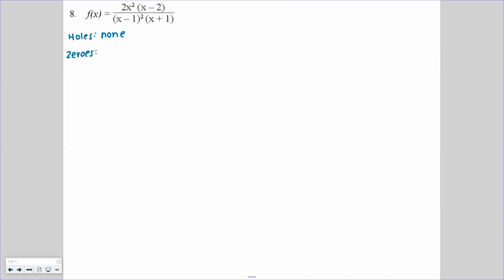All right. Next, the zeros. Here's how I'm going to express this. With zeros, if you guys can solve for the zeros in your head, that's fine. Two things could potentially make the numerator equal to 0: setting 2x squared equal to 0 or setting x minus 2 equal to 0. So in this case, when x is equal to 0 or when x is equal to positive 2, we have zeros. Remember that we express zeros as ordered pairs.